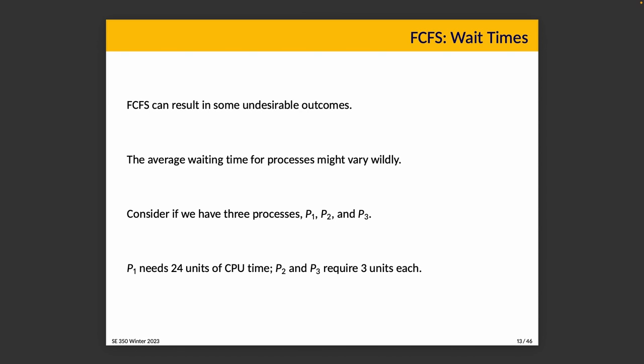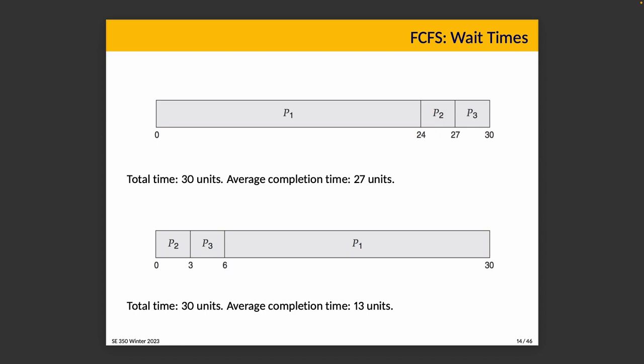Consider if we have three processes, P1, P2, and P3, and let's say that P1 requires 24 units of time to complete, P2 and P3 require 3 units each. Well, if we look above and below, we can see the total time obviously is the same, but the average completion time of these things is very different, right? If we do P1 first, then the average completion time is 27 units of time, whatever appropriate unit is, whereas in the situation shown below, the total time isn't changed, but the average completion time is less than half. The average completion time is now 13 units of time.